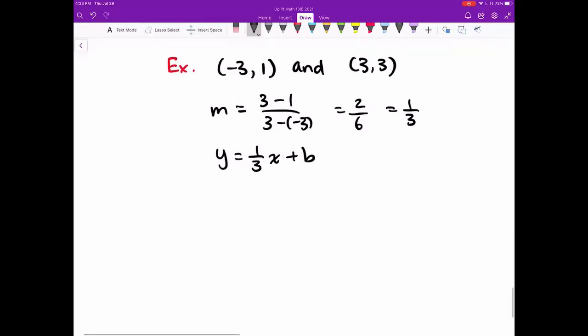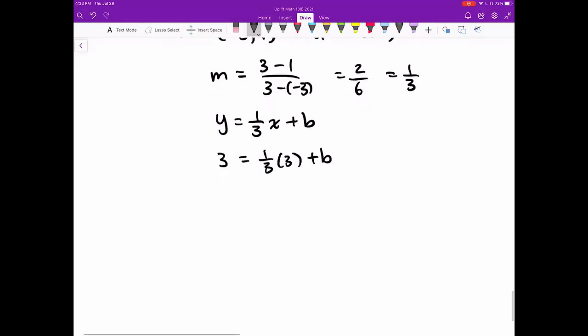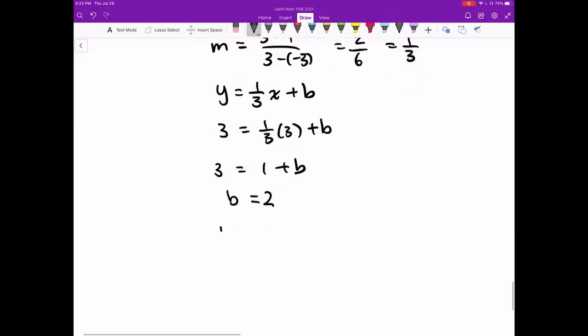And then we can just substitute in a point. We're going to pick 3, 3 because it's nice. We get 3 is equal to 1 over 3 times 3 plus b. Here we see that 3 is equal to 1 plus b, and we get b is equal to 2. Yeah, and then we can put it back into the original equation.